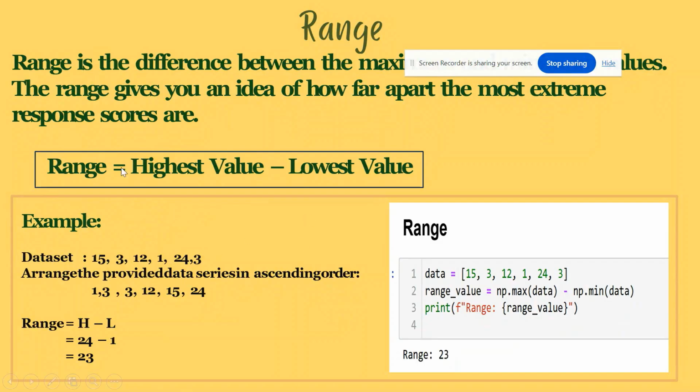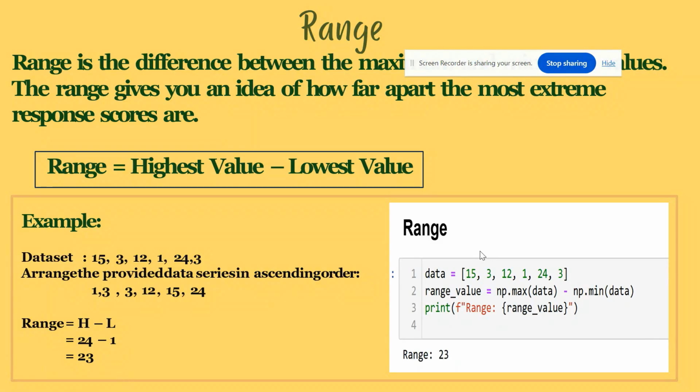So for example, if I have a data set here, first we take the highest value from that data set and subtract the lowest value from it. In the practical, you can see on the right side, we have np dot max of data minus np dot min of data, and it has been applied. The range of this data set is 23, which means the difference between the highest and the lowest value is 23.